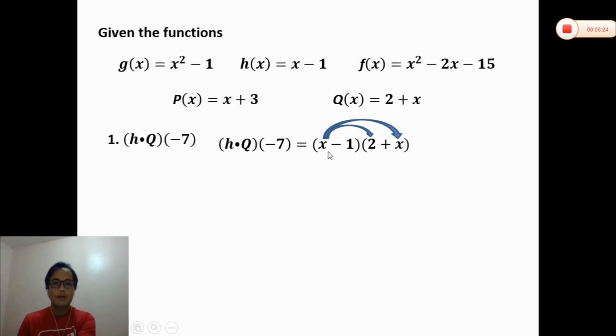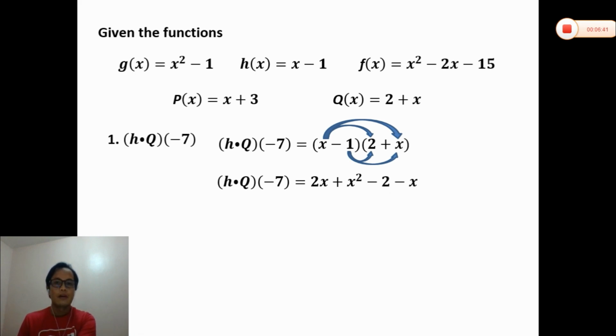Then when we multiply x times x, that gives us x squared. Then when we multiply negative 1 times 2, that gives us negative 2. And negative 1 times positive x, that gives us negative x. So here are the resulting polynomials.